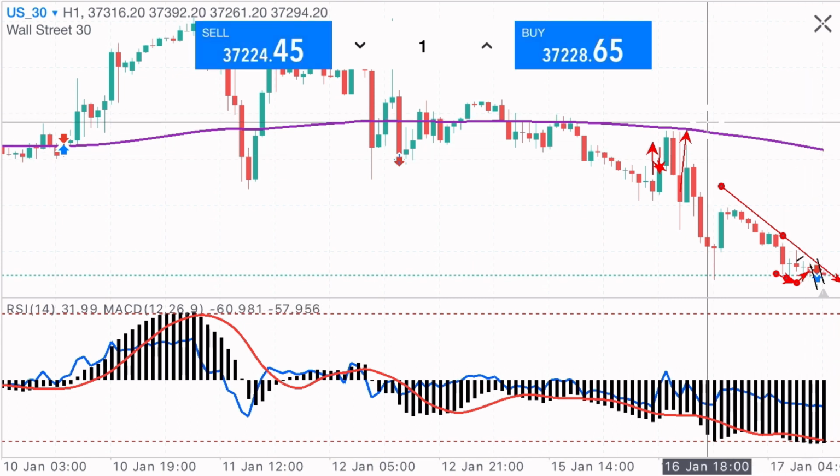Now, to trade US30 perfectly using this analysis, using this perfect analysis to trade the market, we're seeing a buy entry position.